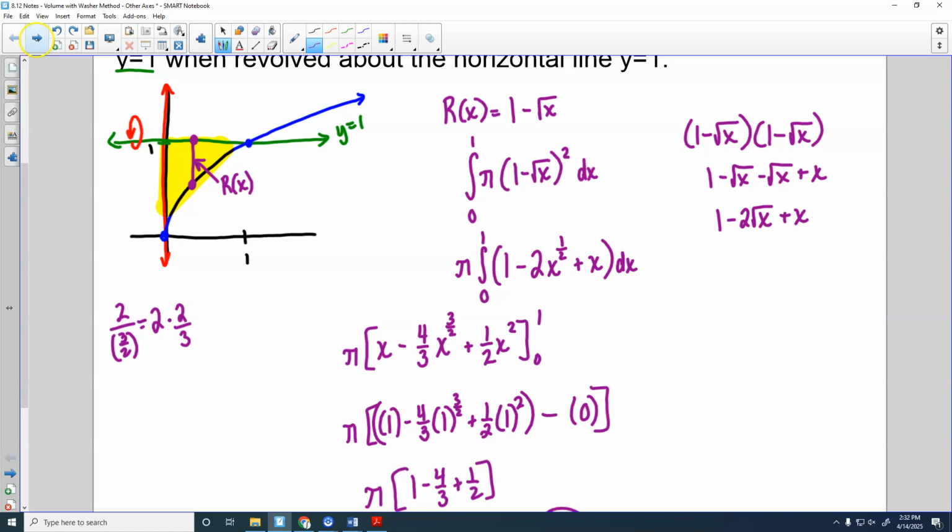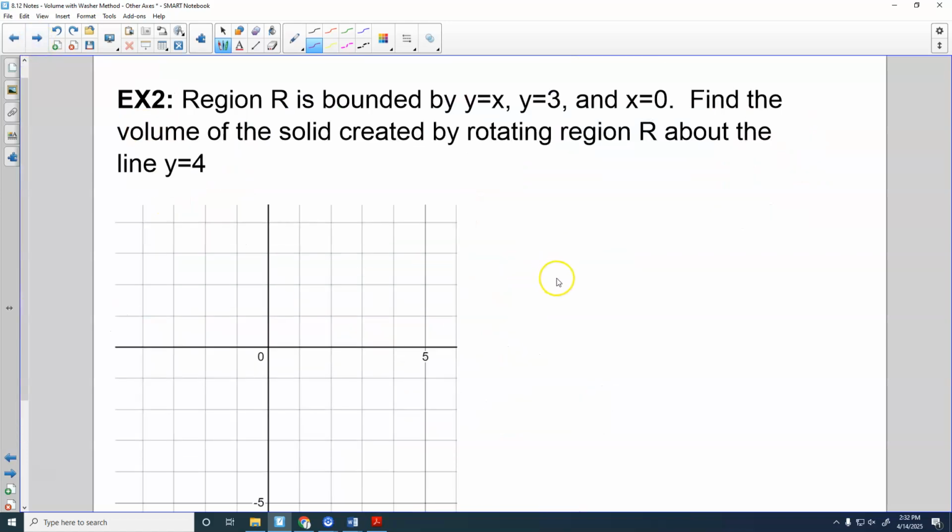All right, let's try another one. Okay, this one, we've got region R. It's bounded by y equals x, y equals 3, x equals 0, and we're finding the volume of the solid created by rotating the region R about the line y equals 4. So we've got all straight lines here. It's pretty easy to graph, but we're rotating around y equals 4. So it's going to be a little bit different than what we've seen on the others.